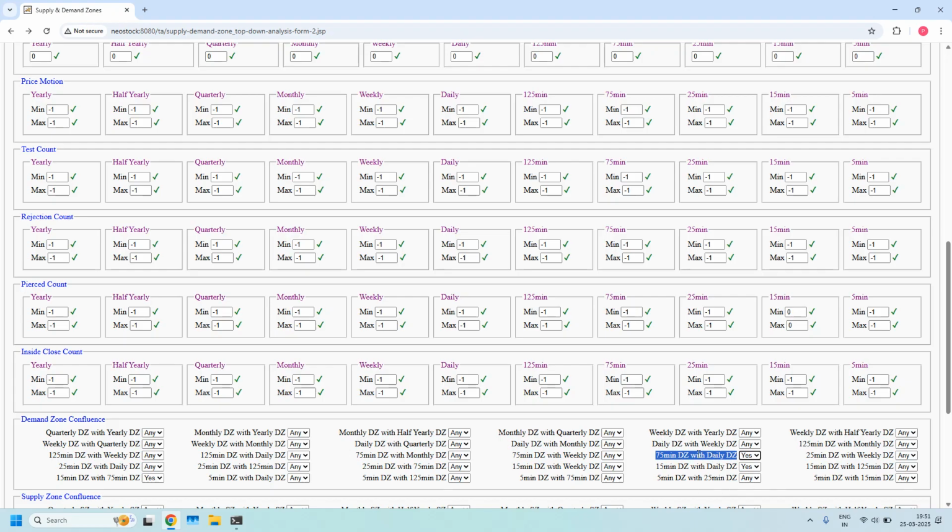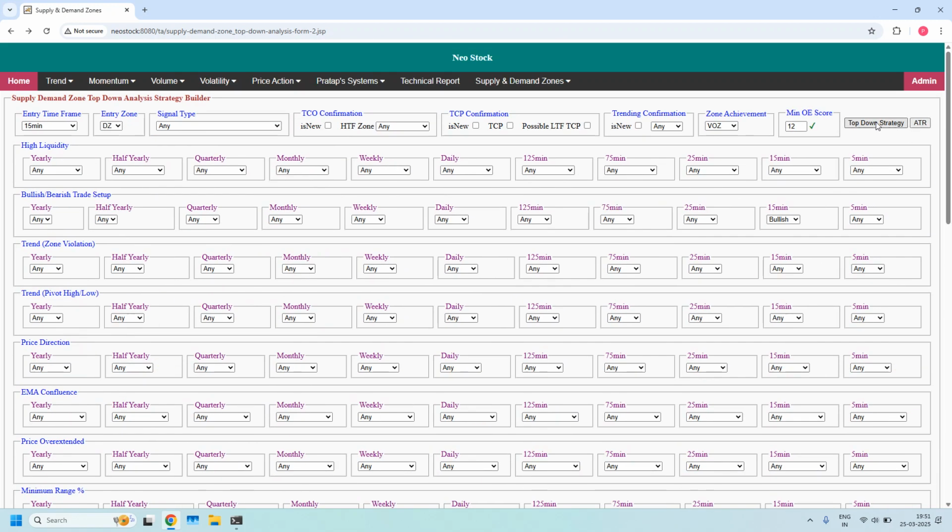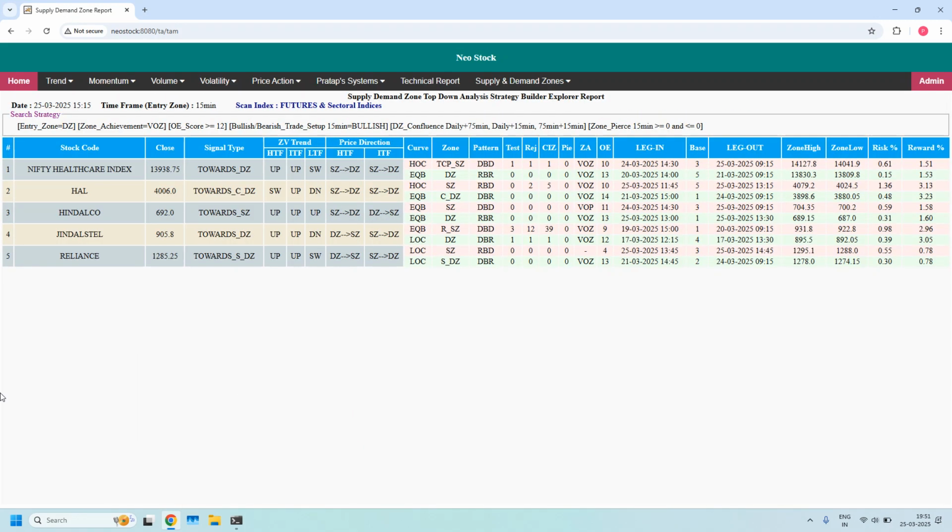So that's why HTF confluence should be with the daily demand zone. With all the 3 filters, that is 15 minutes, 75 minutes and daily, with all the 3 zone confluence, we got 5 stocks. That means in all the 5 stocks, these 15 minutes demand zones are overlapped with 75 minutes demand zone. Again, both together overlapped with daily demand zone.